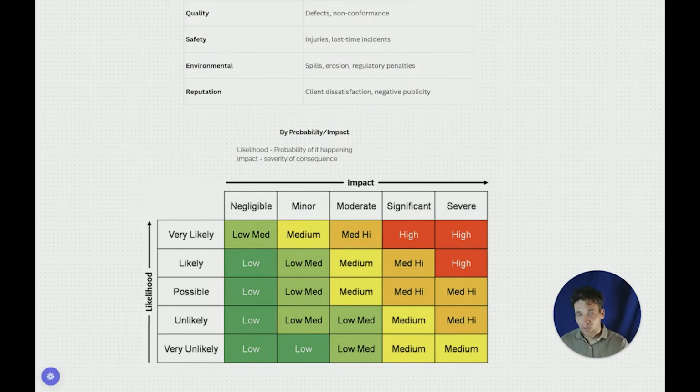This sort of matrix you'll see everywhere on construction projects, and it's a two-dimensional matrix where we classify our risks qualitatively based on their impact, so whether they're negligible, minor, moderate, significant, or severe, and the likelihood of them occurring, so very unlikely to very likely. If something's very likely to occur and very severe if it does occur, that's where we need to be putting our time and attention. If something's negligible if it does occur, and very unlikely, then it's not worth our time and effort.